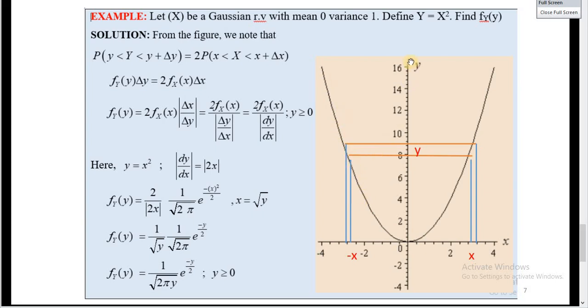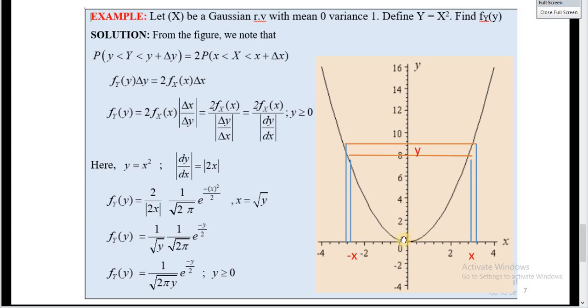So how do we find the probability density function of y? Now, x as a random variable takes on all values from minus infinity to infinity. And when you square x, you end up having only positive values. So y varies between 0 and infinity. So y is non-negative. However, x can be any value from minus infinity to infinity.